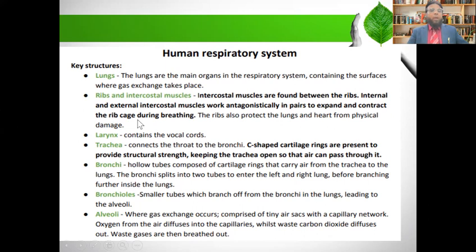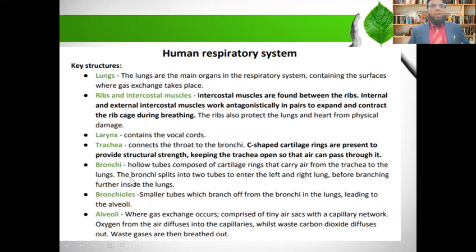Now the trachea, the next part. The trachea connects the throat to the bronchi. C-shaped cartilage rings are present to provide structural strength, keeping the trachea open so that air can pass through it. Now, when the trachea goes down, it bifurcates into two bronchi. What are bronchi? Hollow tubes composed of cartilage rings that carry air from the trachea to the lungs. The bronchi split into two tubes to enter the left and right lungs before branching further inside the lungs.